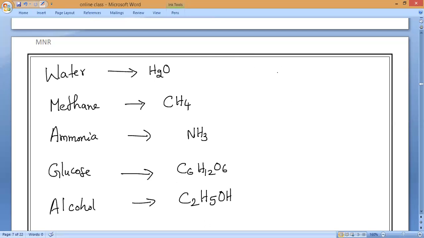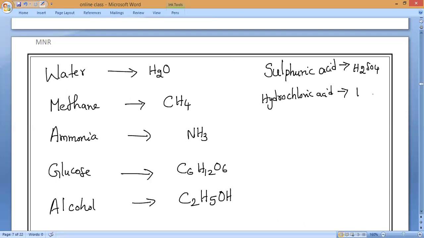Next, acids. We use two popular acids. Can you tell me the names of the popular acids we use? One is sulfuric acid. Next one is hydrochloric acid. Sulfuric acid is H2SO4, and hydrochloric acid is HCl. In the same way, calcium carbonate, CaCO3. These are some of the examples I'm giving you guys.